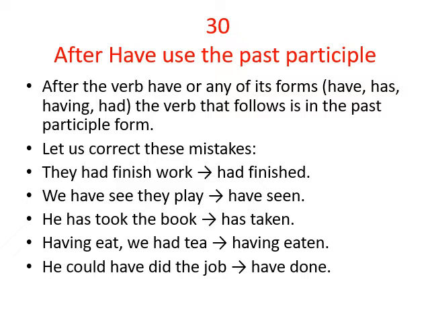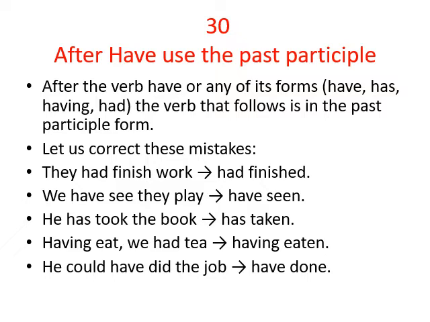طيب, let us correct these mistakes. They had finished work. يعني أنا عندي they had يبقى لازم تبقى finished. They had finished. لازم يجي بعد had, which is a form of have, لازم يجي بعدها past participle. We have seen them play. شفناهم وهما بيلعبوا. That's a misprint, I'm sorry.